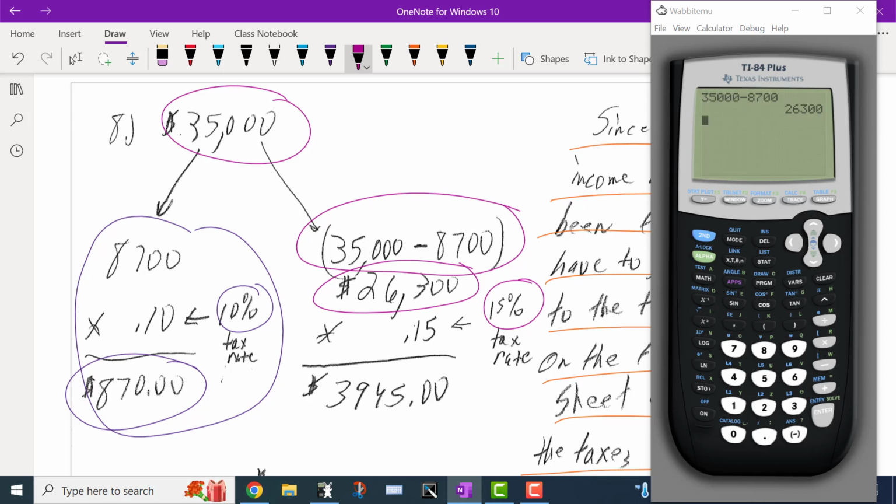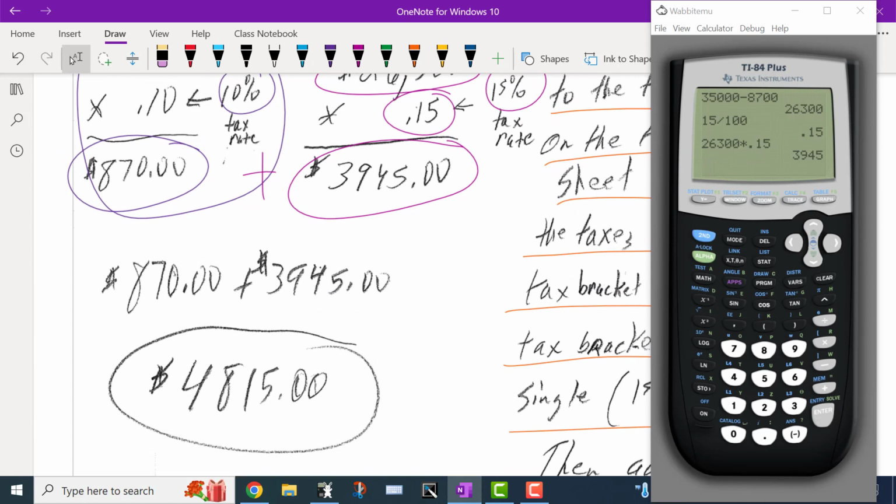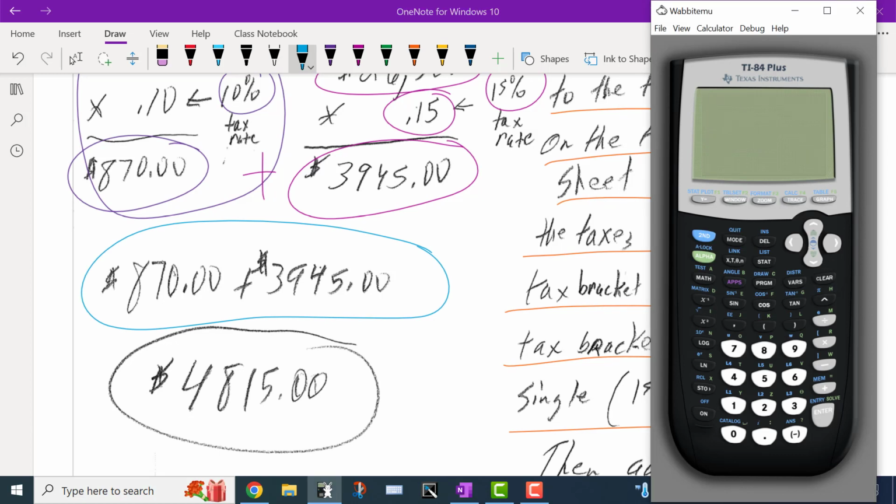To change that to a decimal, you drop the percent and take 15 divided by 100, and that comes out to be 0.15. Now when you multiply those two together, you take 26,300 times 0.15. That's going to be the tax he owes on that amount of money. So notice he owes $3,945 on the amount that he made over $8,700. So all you have to do now is add those two together, and that's going to be his total tax bill. I take the $870 and add the $3,945 to it, and that's the amount he's going to owe for his taxes.